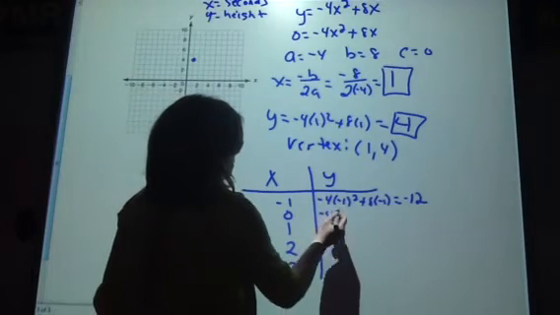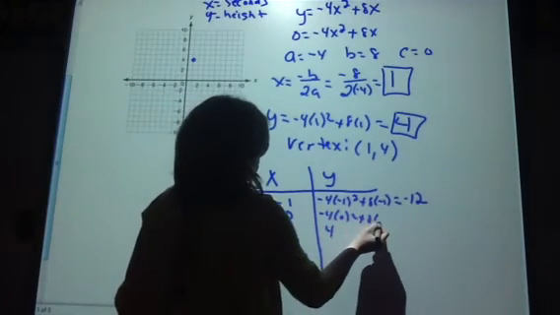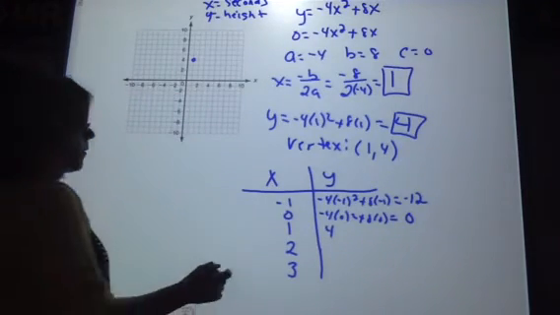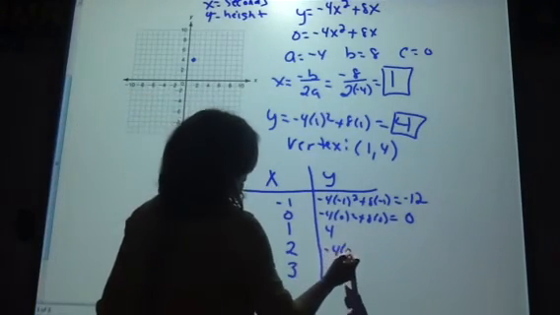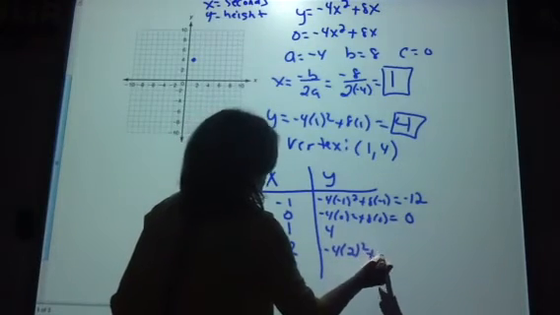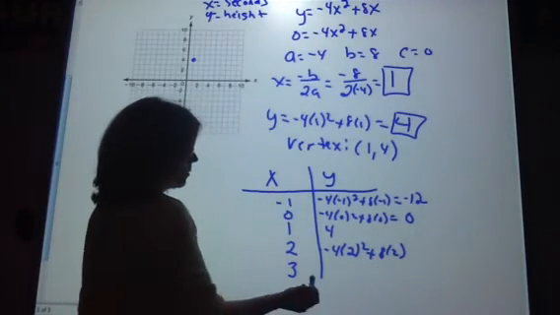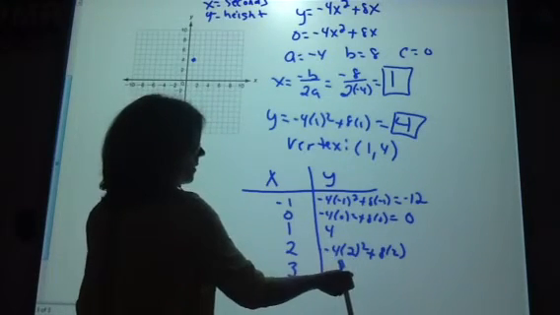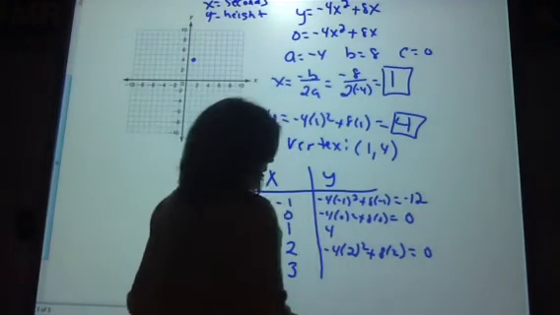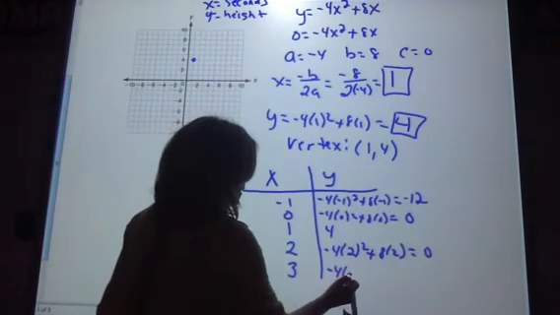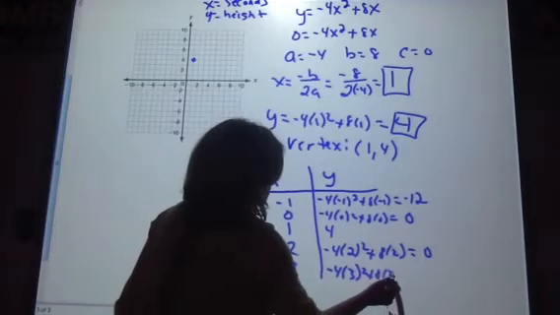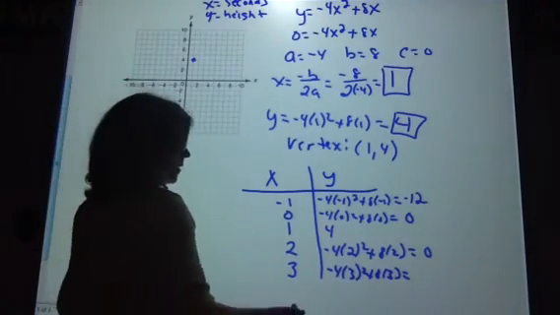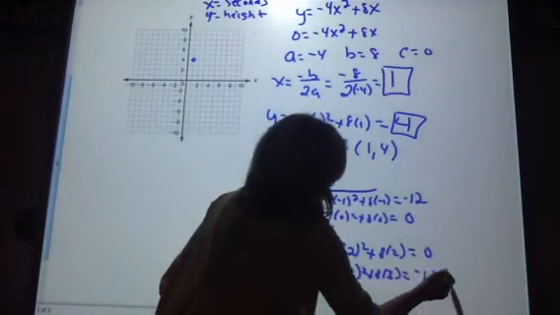Substitute in 0. We're going to get 0. Have our vertex. Substitute in 2. This should give us 0. 2 times 2 is 4. 4 times a negative 4 is negative 16, plus positive 16 is 0. And then substitute 3 in. And we get, let's see, 9, 36. We should get a negative 12.